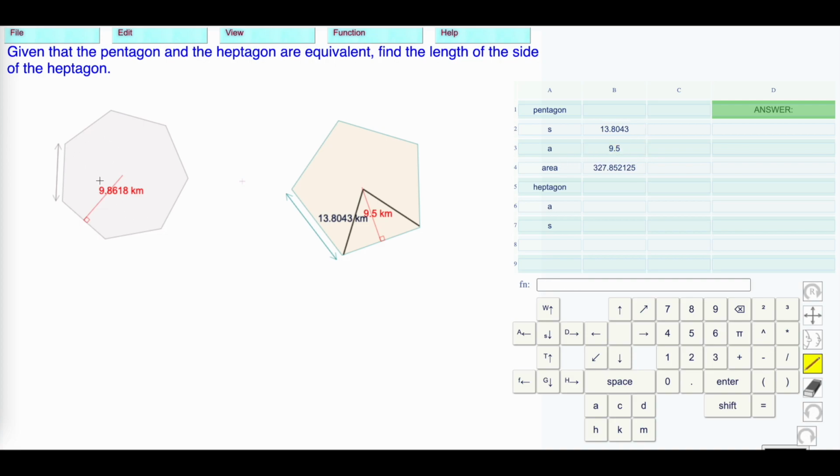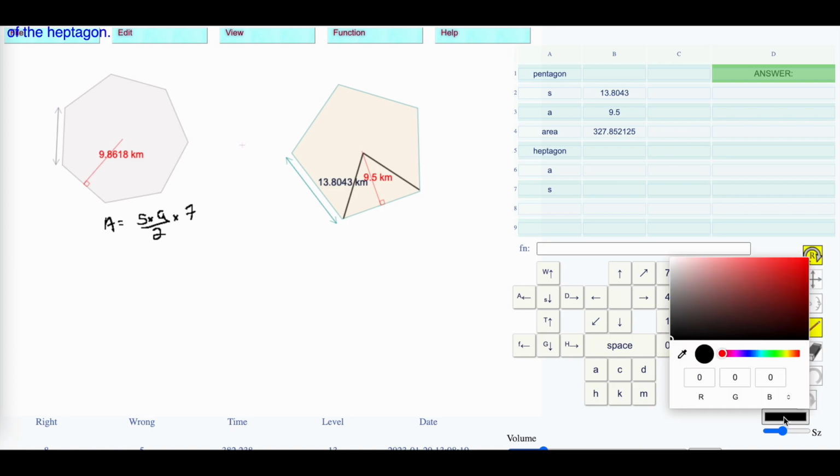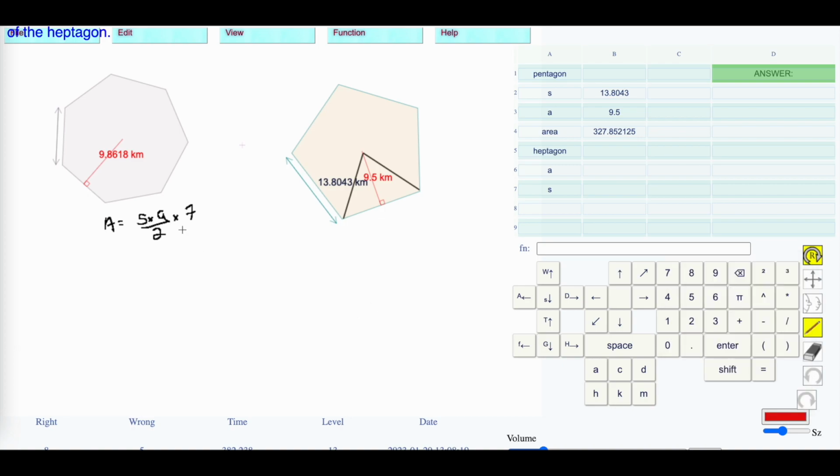The area of the heptagon is the same as the area of the pentagon. Let's write out our formula. The area of the heptagon is the side length times the height, the apothem, divided by 2 times 7. We're after the side length. I'm going to get rid of the 2 and the 7 and everything else, so I'm going to be doing a lot of cross multiplication. The 2 is multiplying the a. The apothem is going to come down and divide the a, and the same with the 7. It's going to come down and divide. We end up with 2 times the area divided by 7 times the apothem is equal to the side length.